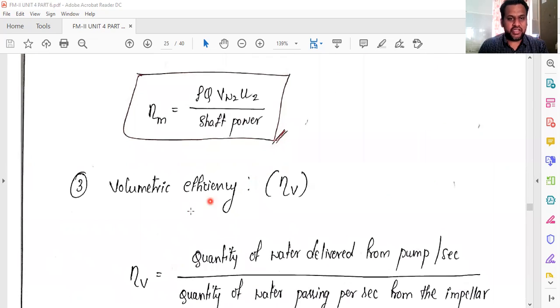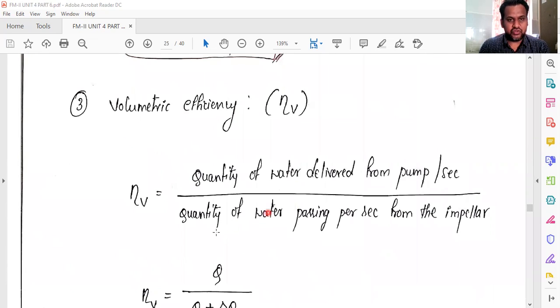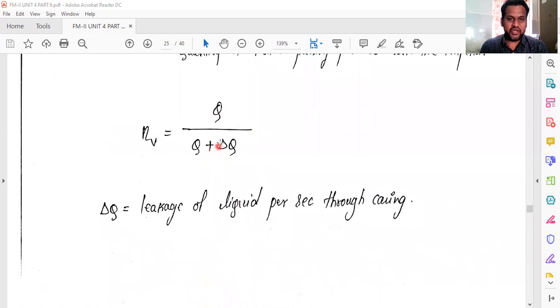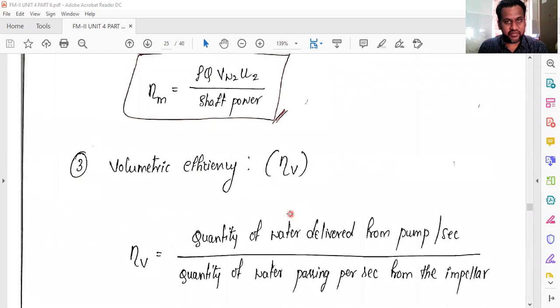Then volumetric efficiency. Here you can write volumetric efficiency is equal to the quantity of water delivered from the pump per second divided by the quantity of water passing per second through the impeller. The quantity of water delivered from the pump per second is Q, that is the discharge, divided by the quantity of water passing per second through the impeller, which is Q plus delta Q, where delta Q is the leakage of liquid per second through the casing. So that is your volumetric efficiency.